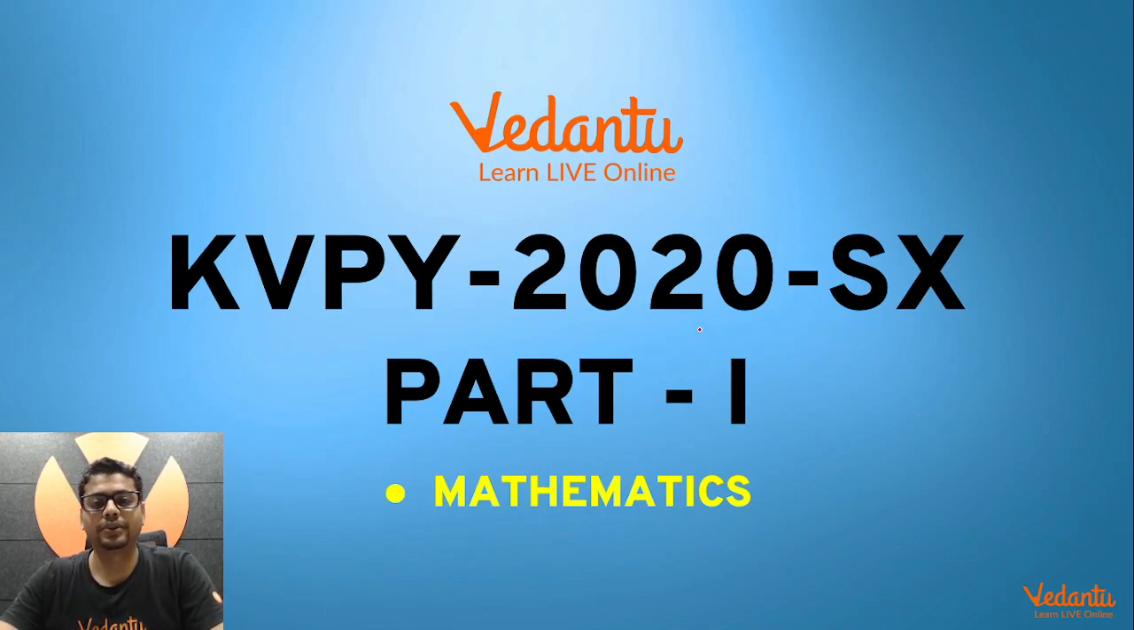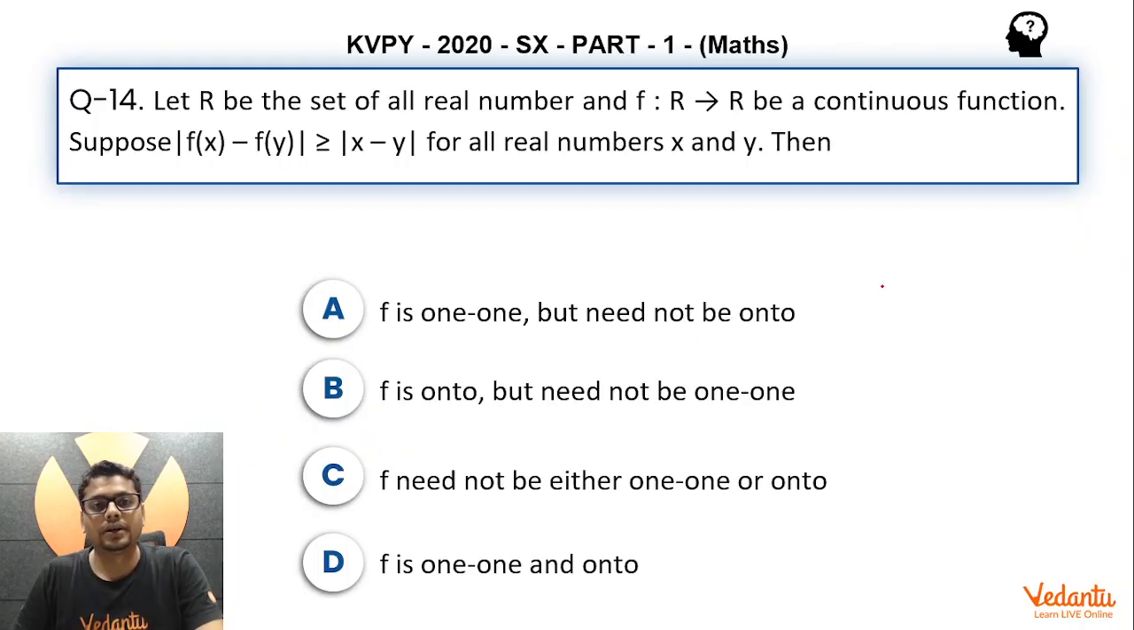We are discussing KVPY 2020 SX Part 1 Mathematics, and the question for this video is this. Let R be the set of all real numbers and let f be a function defined from all real values to all real values. That means the codomain is all real values and the domain is also all real values. Let f be a continuous function. Suppose mod of f of x minus f of y is greater than or equal to mod of x minus y for all real numbers x and y. Then there are four options. Basically, we need to comment upon whether f is 1-1 or not, onto or not.